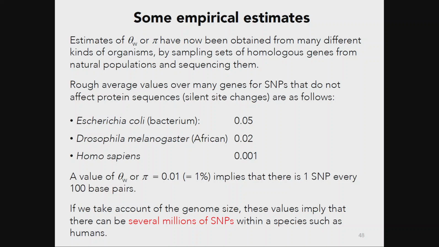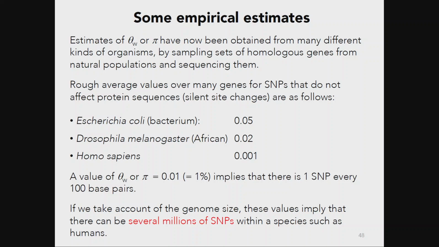But for example, if we look at E. coli, we have like 0.05. Drosophila here, it depends a little bit where they're from. This is actually a quite high value. It's 0.02. Homo sapiens is like 1 in 1,000. What does this mean, 0.02? It means that this is 2 in 100, right? If I have a stretch of DNA that's 100 base pairs long, on average, I will find 2 positions that are variable in a longer region.